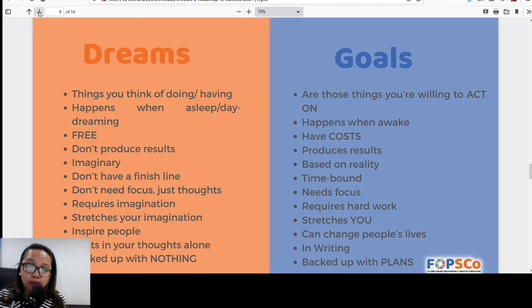This one produces results because you are setting goals, and these are realistic goals. These are based on reality. It's time-bound, so we have to put a time on it. We'll say we'll go for this goal and achieve it in a month, in a few months, or a few years. And of course, this needs focus. It requires hard work. This will stretch you to your limits. This can change people's lives. It's in writing because you have to put it into writing. It's not daydreaming that tomorrow you'll forget about. And it's backed up with plans. So you have to plan and work on it.